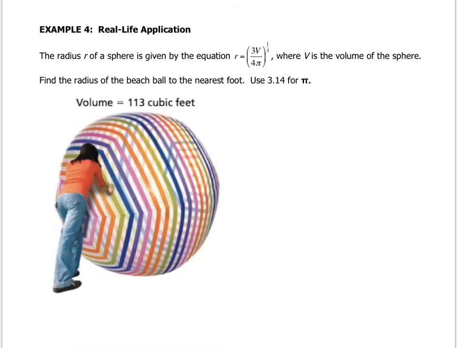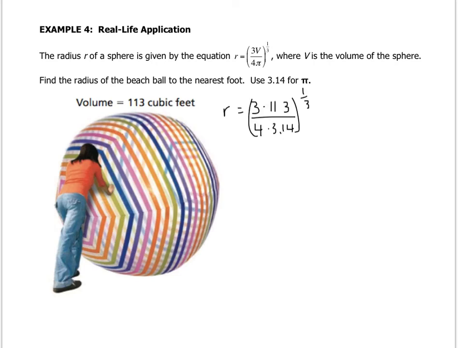The radius r of a sphere is given by the equation r equals (3v over 4 pi) to the 1/3 power, where v is the volume of the sphere. Find the radius of the beach ball to the nearest foot. Use 3.14 for pi. So we definitely want to have our calculators powered up. Follow along with me. Don't just let me do it. Follow along with your calculator. And let's plug in what we know.